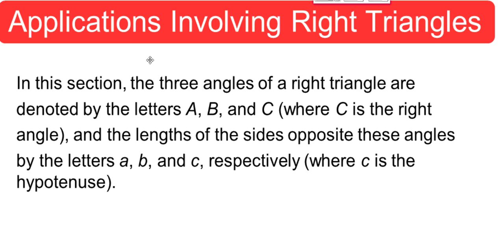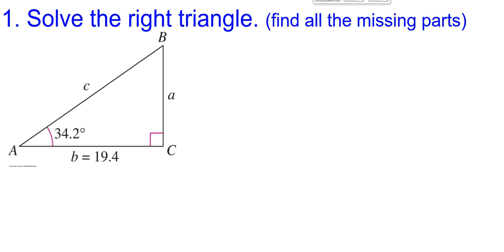In this section, the three angles of a triangle are denoted by capital letters A, B, and C, where C is the right angle, and the lengths of the sides opposite the angles by the lowercase letters a, b, and c respectively, where c is the hypotenuse. So if it's a right triangle, that's our situation there. So here's our first one.